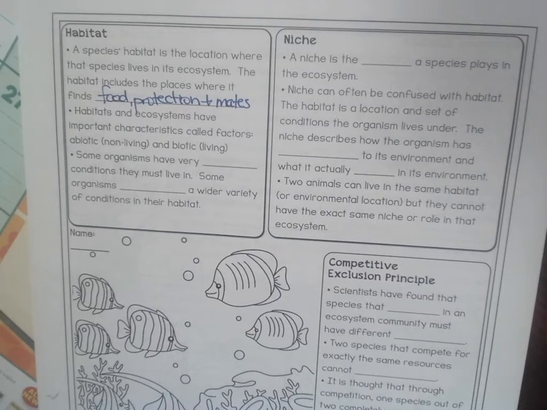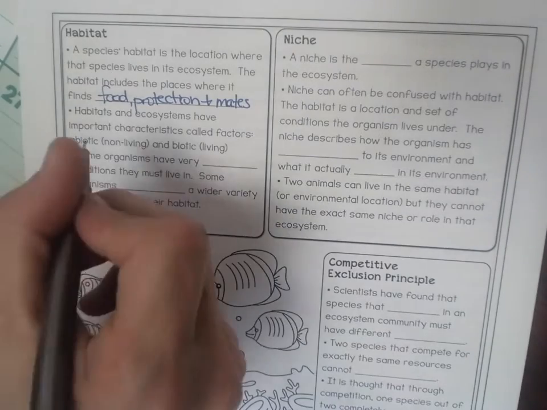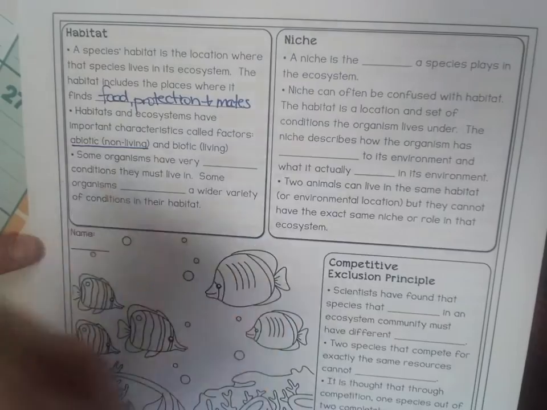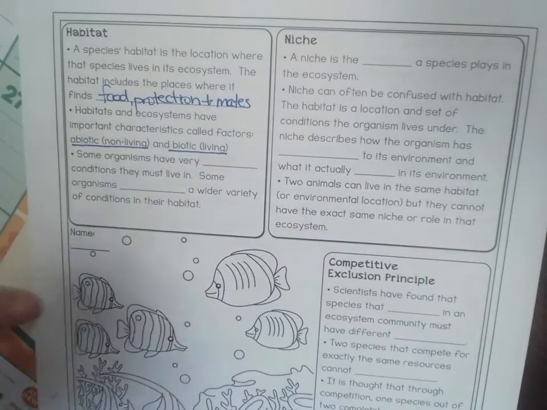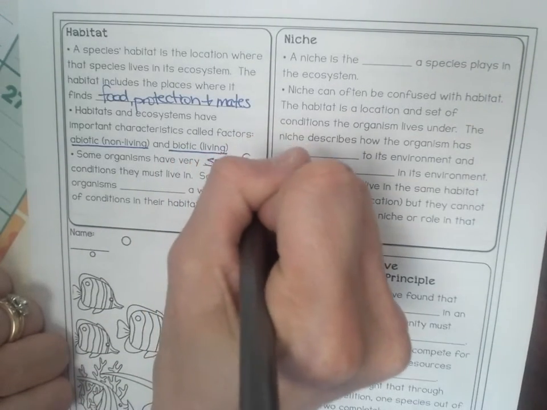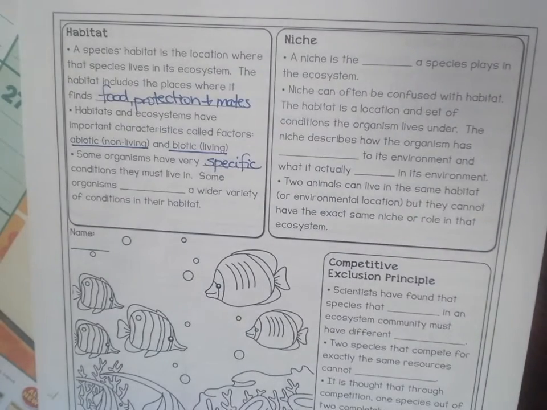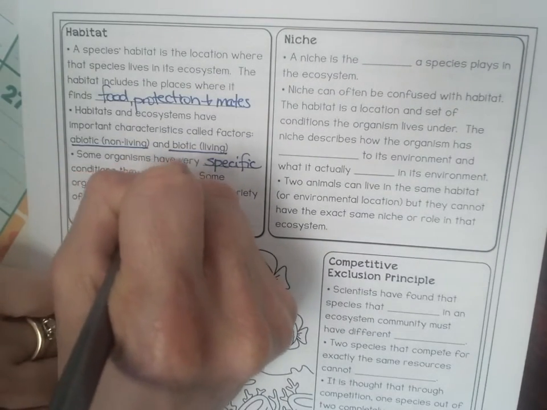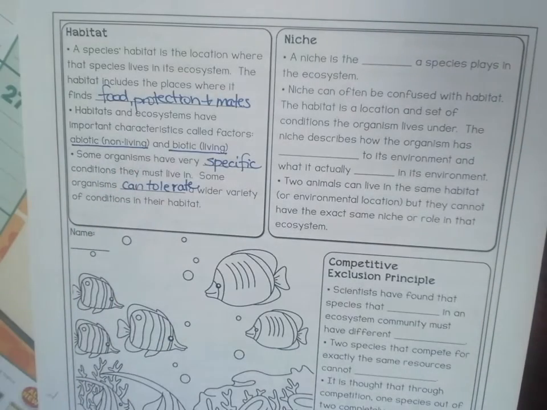Habitats and ecosystems have important characteristics called factors. We know that the abiotic factors are non-living, and the biotic factors are the living factors. Some organisms have very specific conditions that they must live in, and some organisms can tolerate a wider variety. That's saying, like, there are certain frogs that can live in habitats that are more salty, so estuaries where the fresh and salt water come together. So there's a wider variety where they can live, but some organisms are very, very specific and have to be in exactly the perfect condition to live. So that's what we consider a habitat.